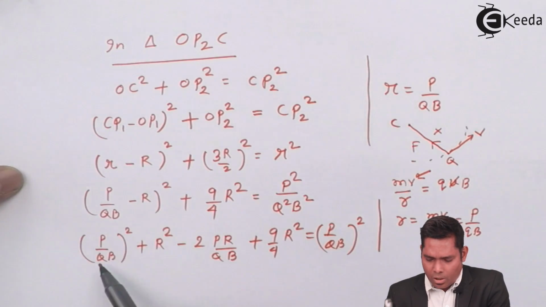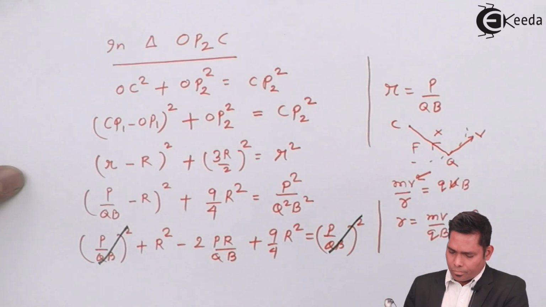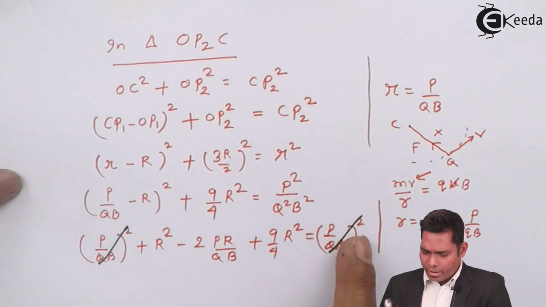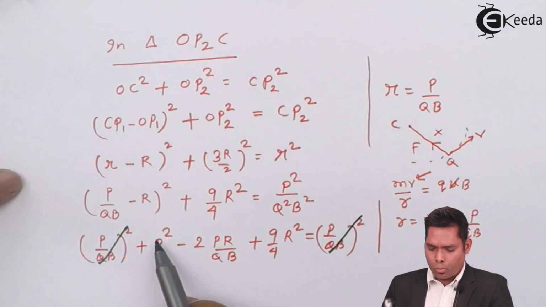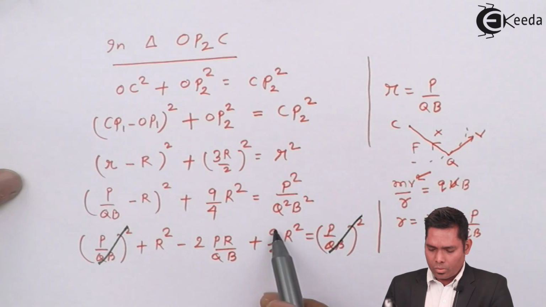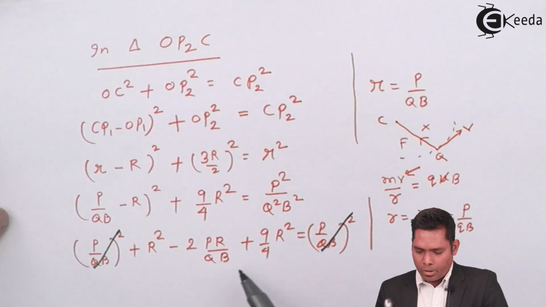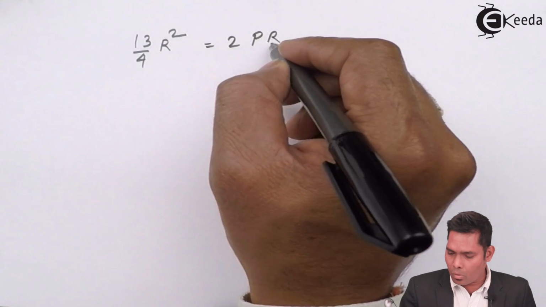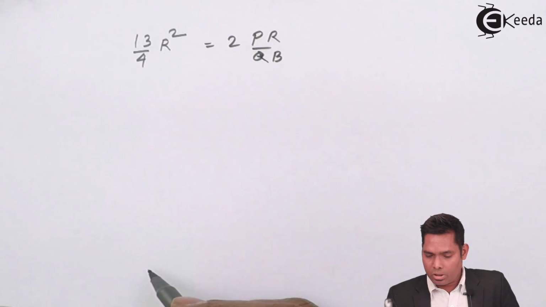This expression will cancel out because it is on both sides of the equation. This goes to the right side of the equation. These two will remain here. This is R square, this is 9 by 4. 4 plus 9, 13. So 13 by 4 R square will be on the left side, and this will go to the right side, that is equals 2pR upon QB. This is the expression that will lie on the right side of the equation.